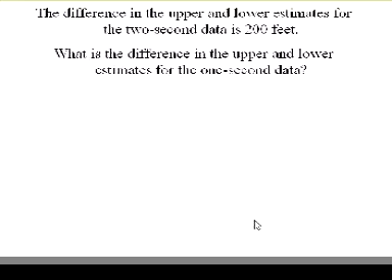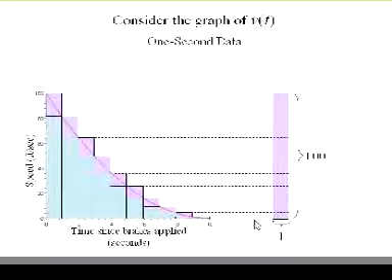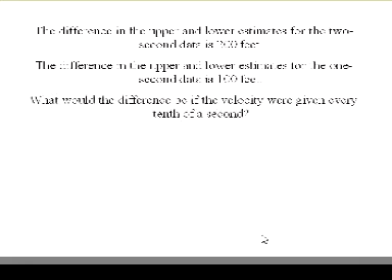What about for 1 second? Well, if you remember, our upper and lower estimates were 385 and 285, so they're 100 feet apart. Here they are for the 2-second time interval, here they are for the 1-second time interval. Alright, so notice we're always having this 100 multiplied by whatever our time interval is. So, for 2-second data, it's 200 feet. For 1-second data, it's 100 feet.